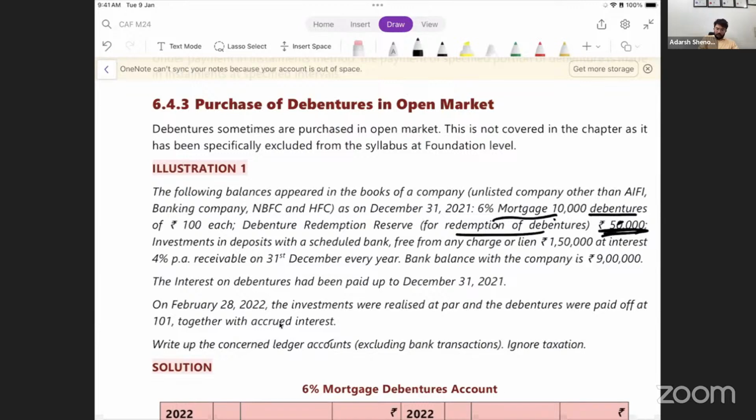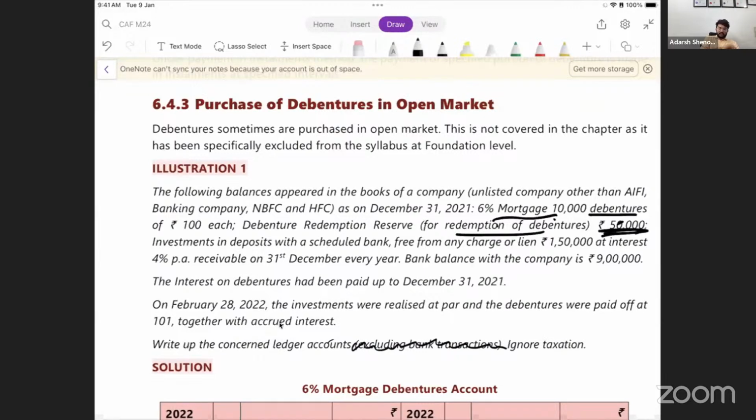Bank balance with the company is 9 lakhs. The interest on debentures had been paid up to 31st December 21. On February 28, 22, the investments were realized at par and the debentures were paid off at 101 together with interest. Write up the concerned ledger accounts excluding the bank transactions. Although they have said excluding, we will do the bank transactions also, because the answer in the textbook itself has the bank account prepared. So we will also do it.